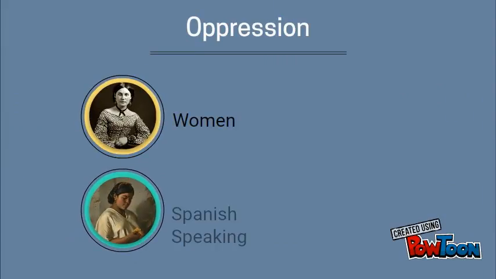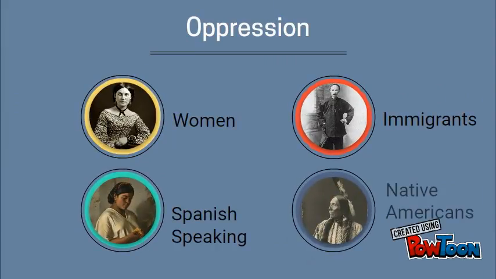Oppression of women revolved around the idea of the cult of domesticity and that women should stay in the home and raise the children. Even though the Declaration of Sentiments was signed by women to grant them suffrage in 1848, no social reform came from it.